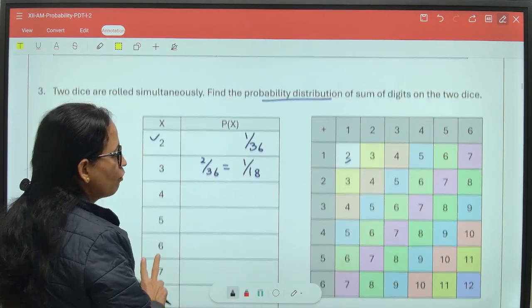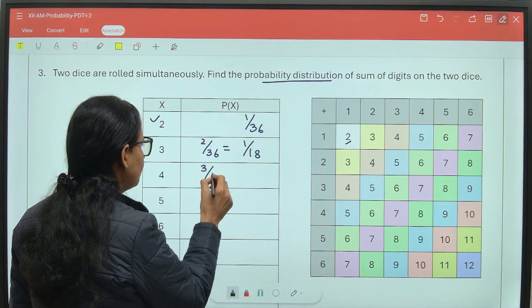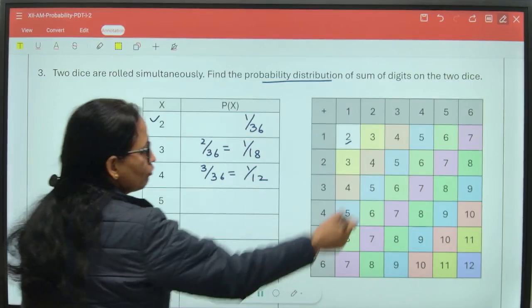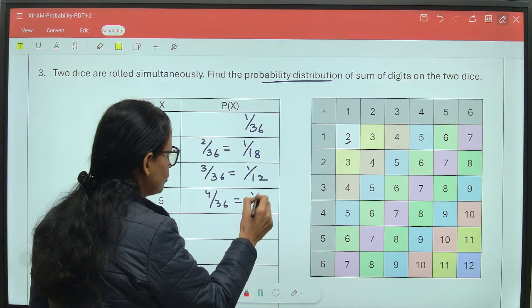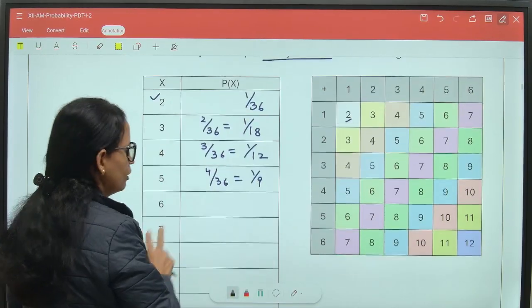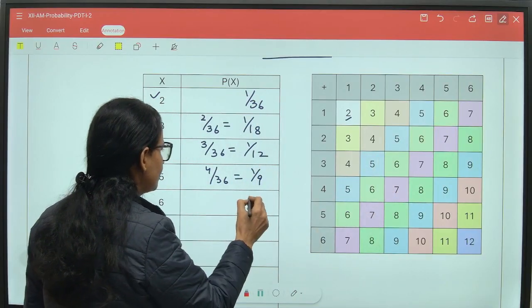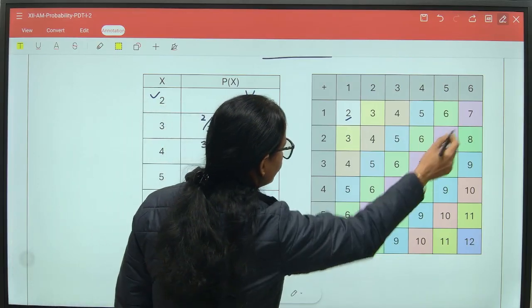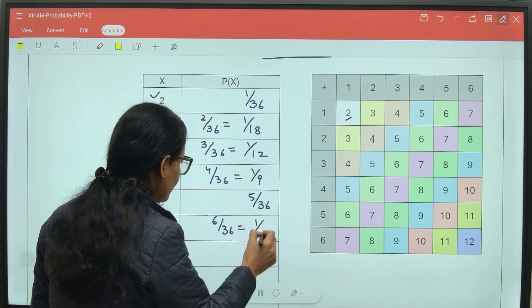Probability of getting a 4: 1, 2, 3. 3 possible outcomes. 3 by 36. So the probability is 1 by 12. For 5, the possible outcomes are 4. 4 by 36. So this reduces to 1 by 9. For 6, 1, 2, 3, 4, 5. So it is 5 by 36. For 7, 1, 2, 3, 4, 5, 6. It is 6 by 36 and it reduces to 1 by 6.